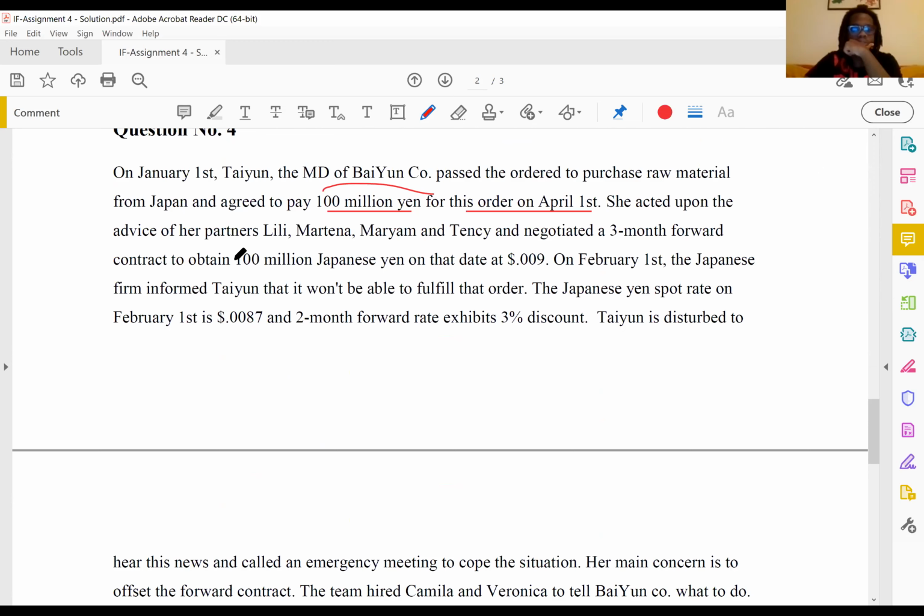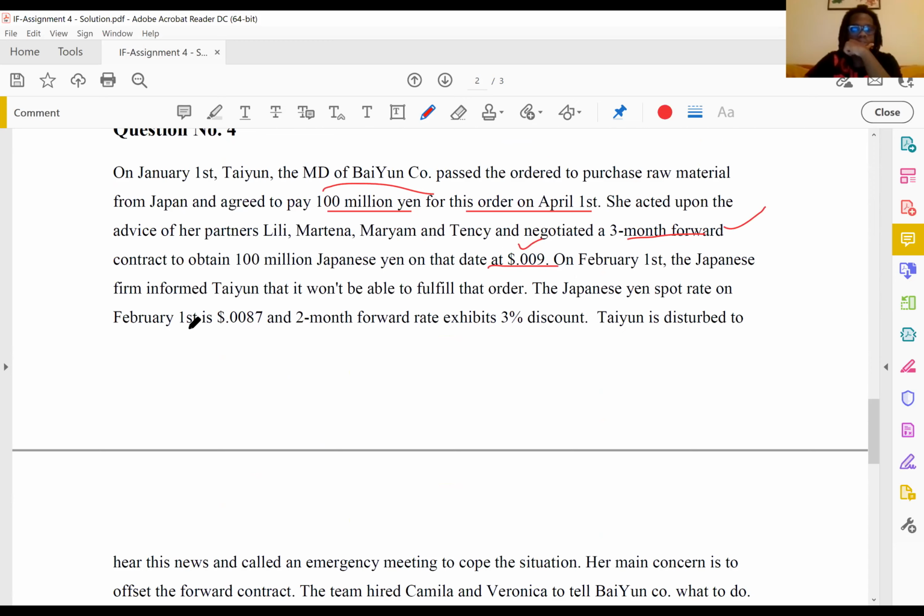So she acted upon the advice of her partners, Lily, Martina, Miriam, and Tansy, and negotiated 3 months forward contract to obtain 100 million Japanese yen on the date at 0.009. So what is this? Is this a reference point, or this is spot rate, or this is what? This is future rate or forward rate, right? Because solution of forward or future is the same. So that's why I'm telling you the same thing. So this is basically they enter into a forward. So this is called forward rate.